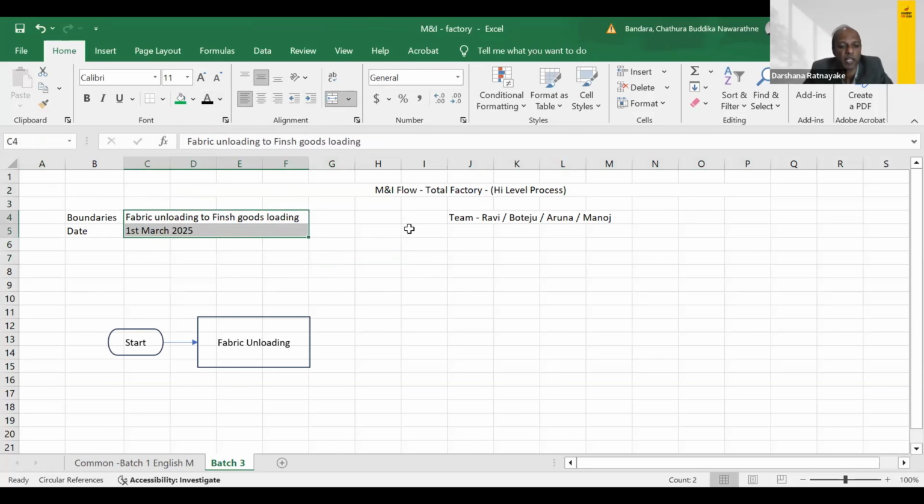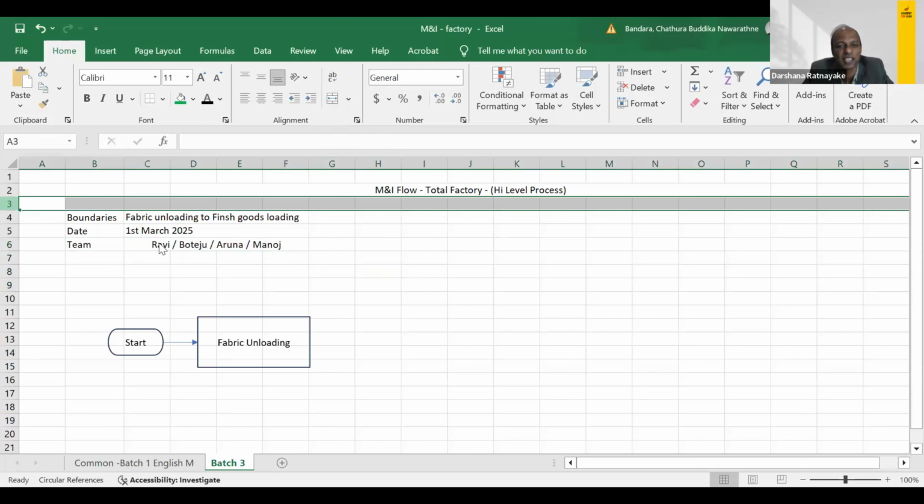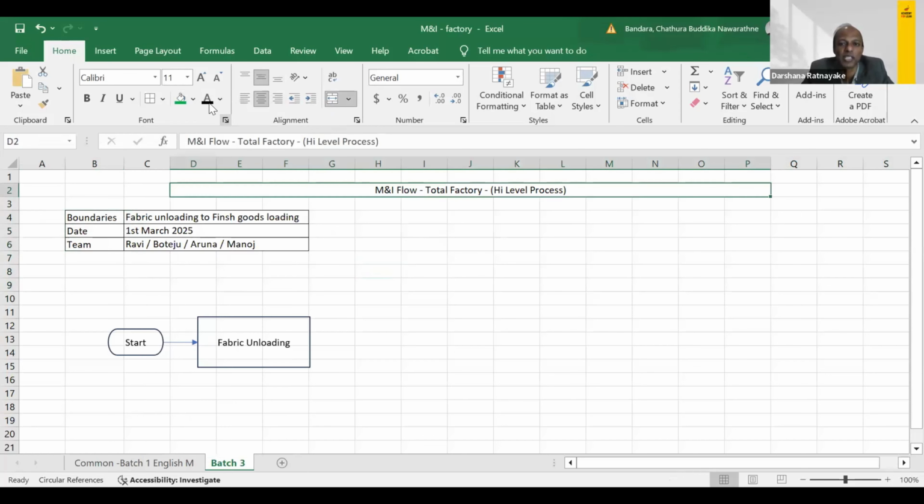Let's say the start. First one is fabric unloading. That means we assume that you get the fabric from a container or lorry to your RM department. We start from the unloading, meaning taking fabric from the container. That is the first part. Okay, what happened next? Manoj, Aruna, now we discuss. Now let's assume we don't know. You are the ones who need to support us to draw, but we will draw it for you. Assume Mio and Chatura don't know the process.